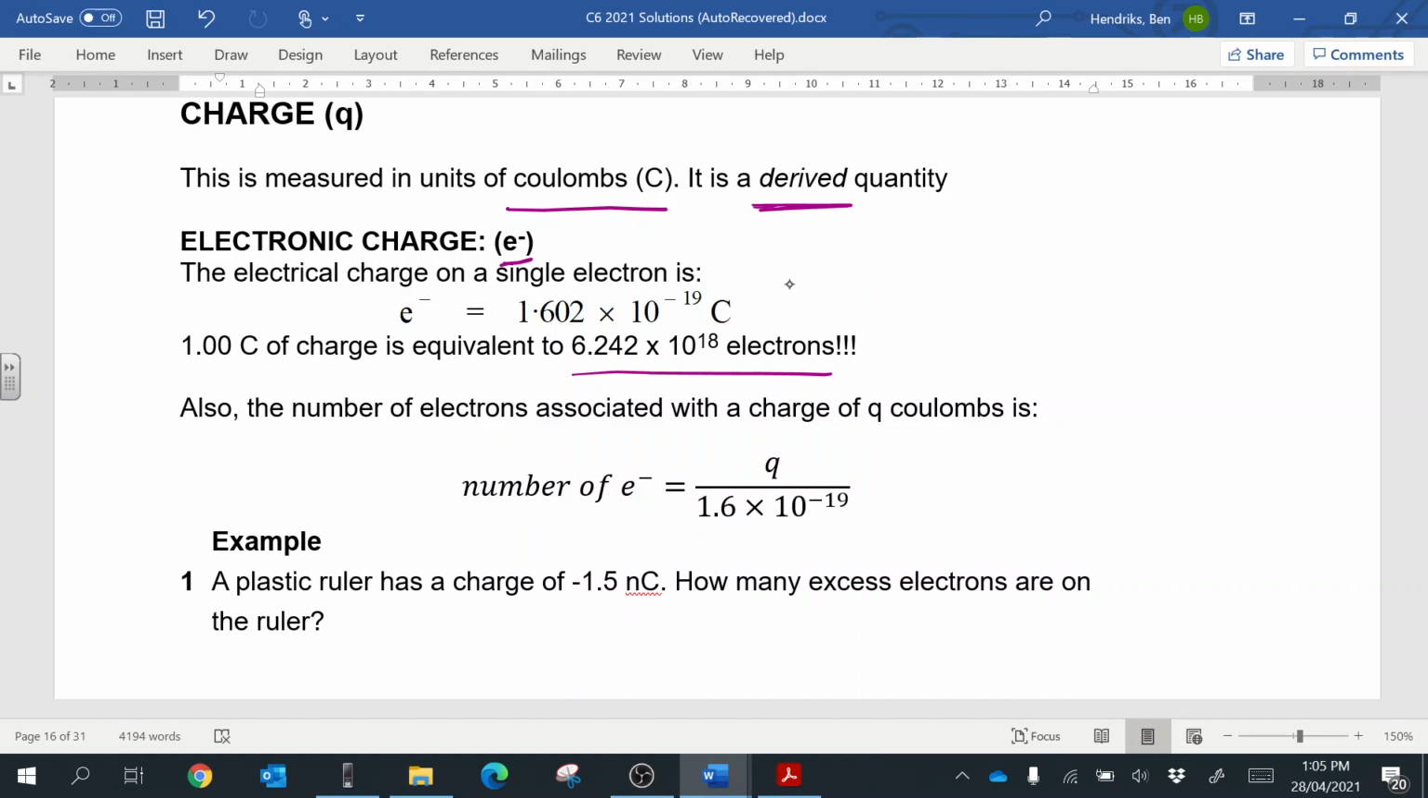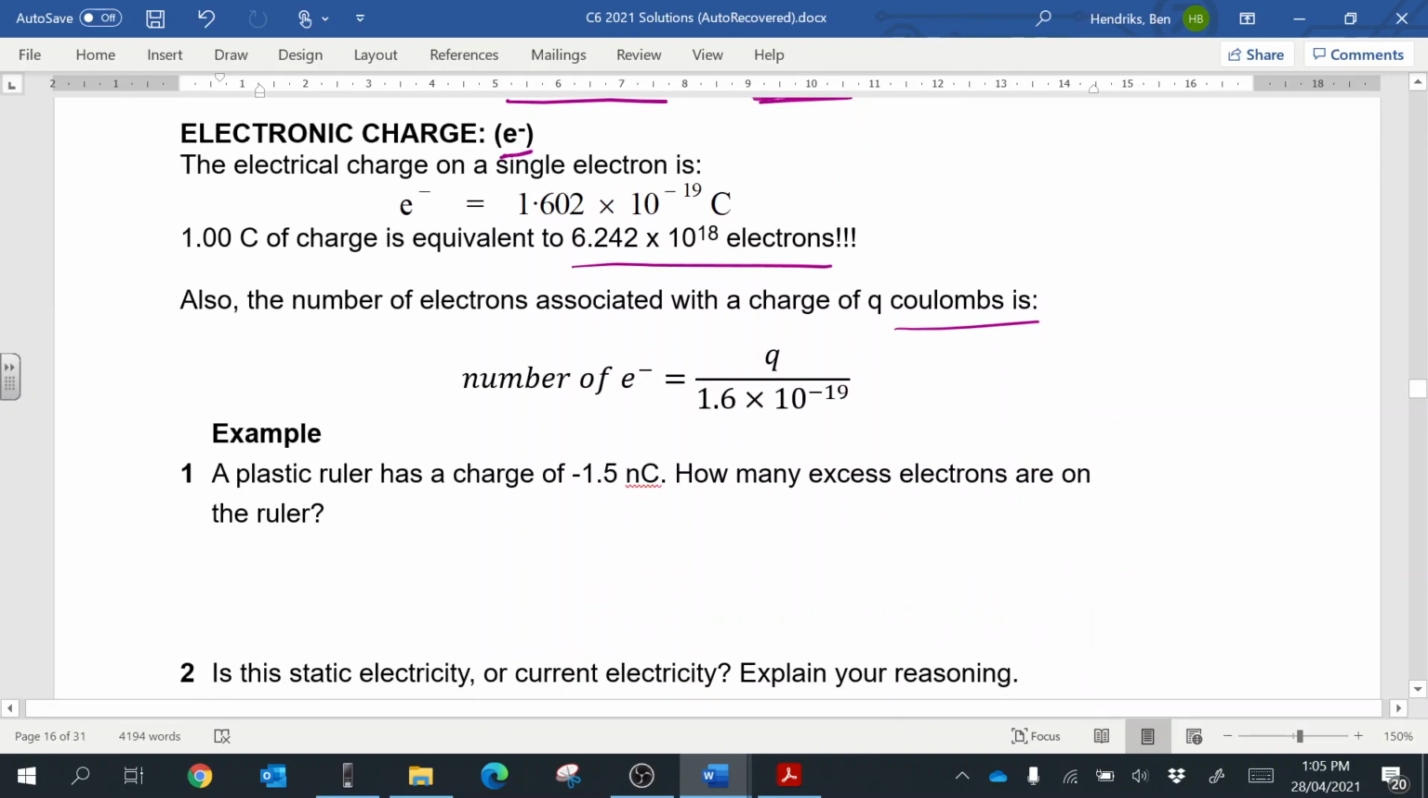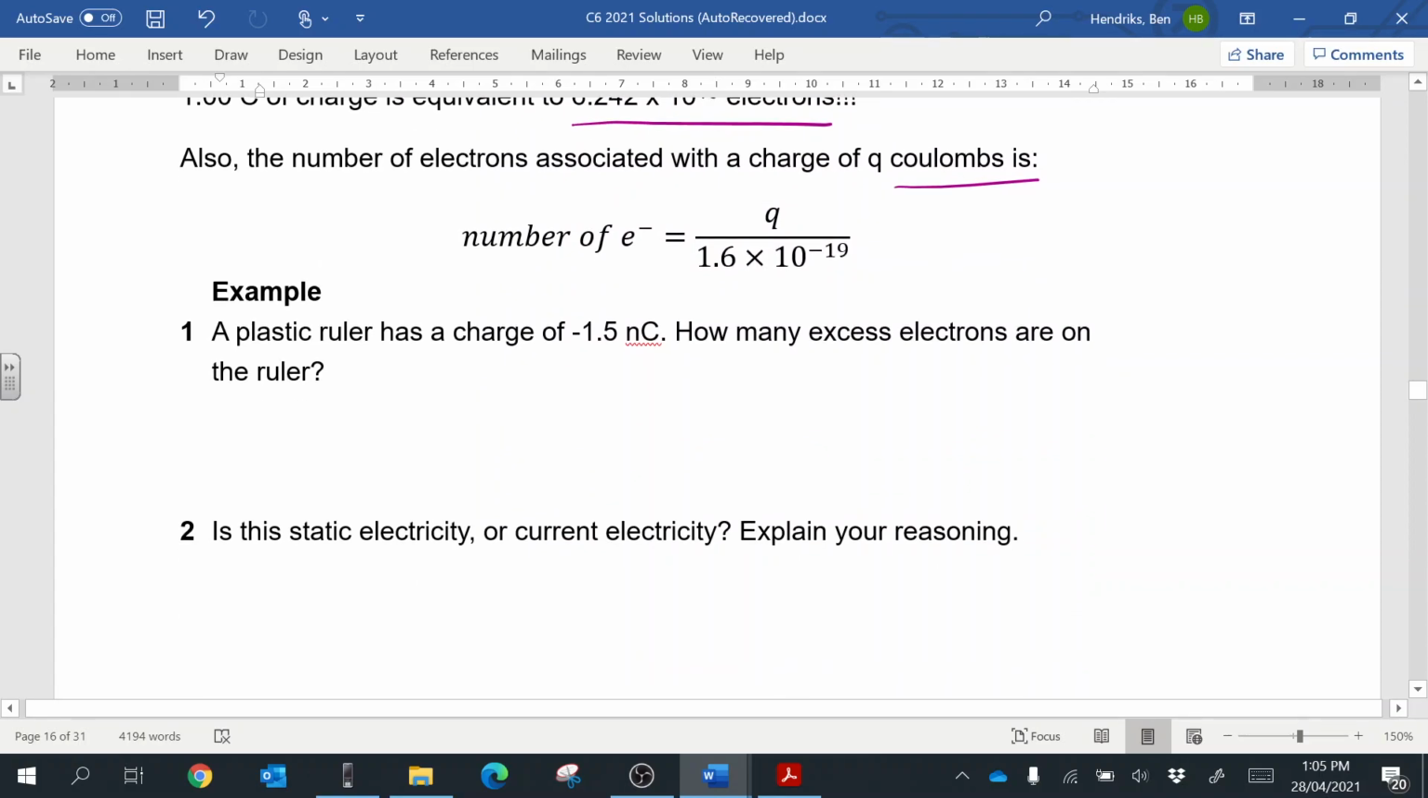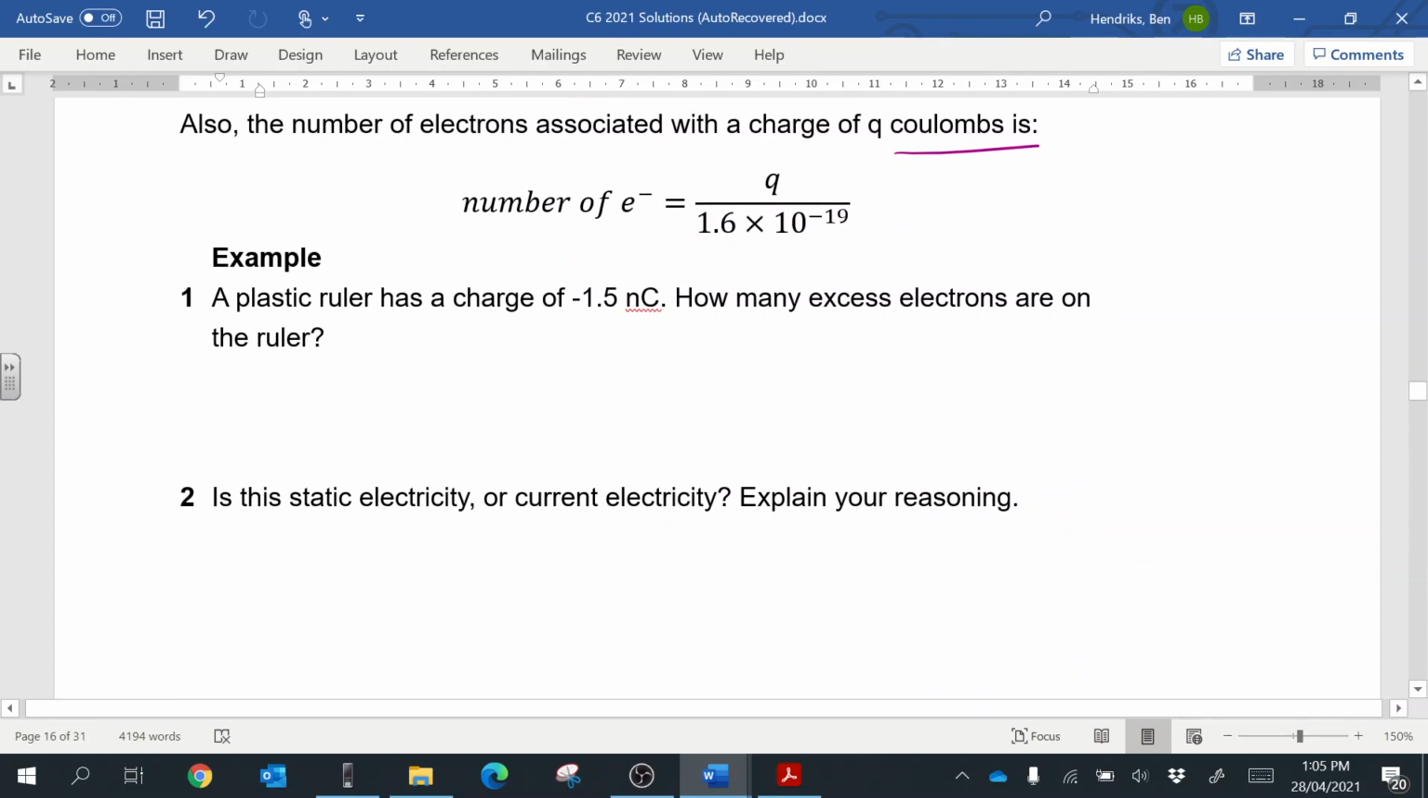Also, the number of electrons associated with each coulomb of charge is this. If we ever know how many coulombs we have and we want to work out the number of electrons, we just divide the charge Q by 1.6 times 10 to the negative 19, and then we get the number of electrons that way. And that is what we're going to do first here. So we have a plastic ruler that has a charge of 1.5 nanocoulombs. How many excess electrons are on the ruler?